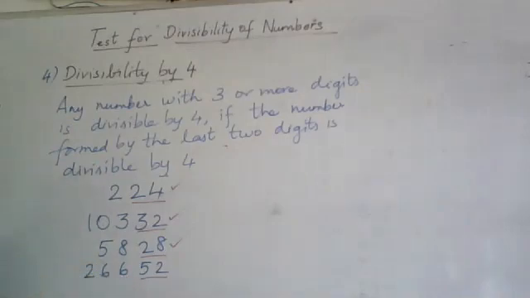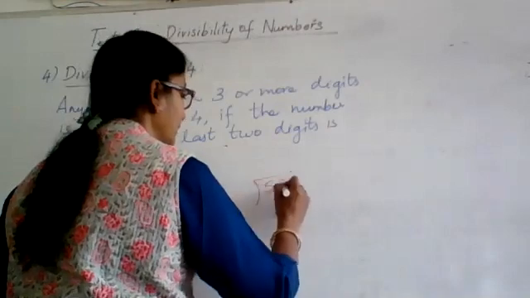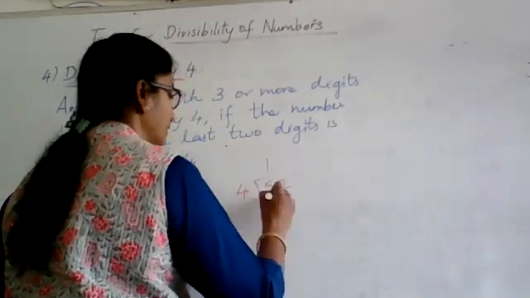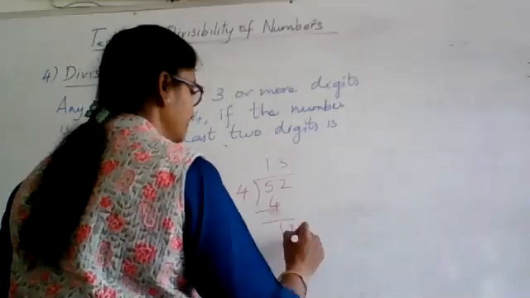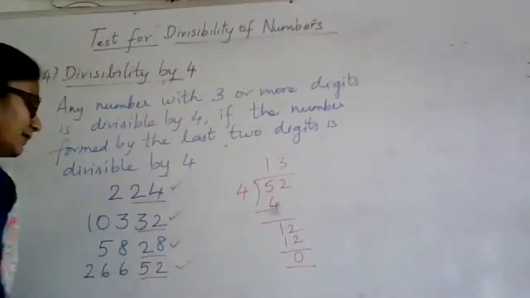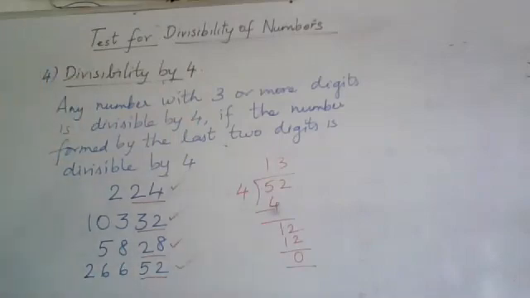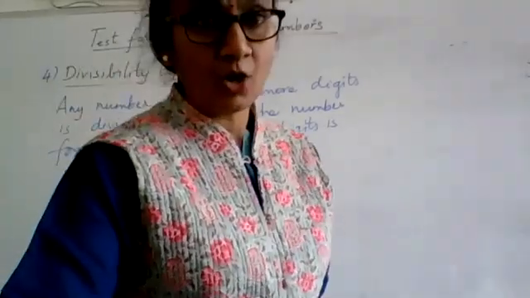When it comes to 52, I don't know whether it is there in the 4 tables. So what I have to do? Immediately divide the 52 with 4. 4 1s are 4. I subtract. I get 1. 4 3s are 12. Yes, I know I'm getting a remainder 0. So this number is also divisible by 4. So this is how you have to check whether a given number is divisible by 4 or not.